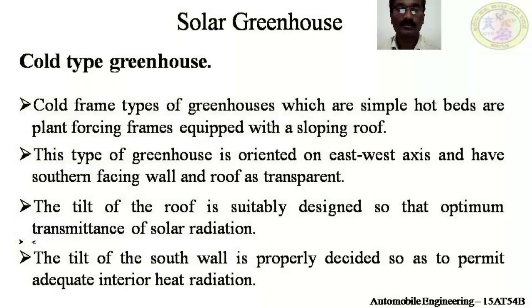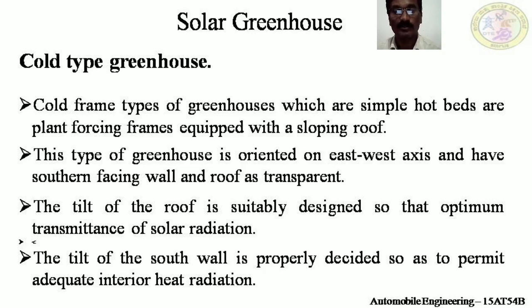Cold type of greenhouse. Next one is the cold type greenhouse. Cold frame type greenhouses are simple hotbeds or plant forcing frames equipped with a sloping roof. This type of greenhouse is oriented on the east-west axis and has a south-facing wall and roof that are transparent. All the roofs are transparent. So the greenhouse is constructed on the east-west axis and has the southern facing. The tilt of the roof is suitably designed for optimum transmittance of the solar radiation.